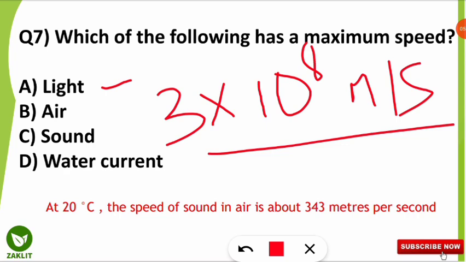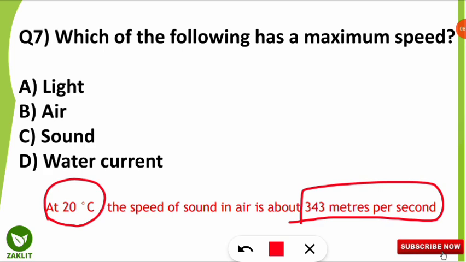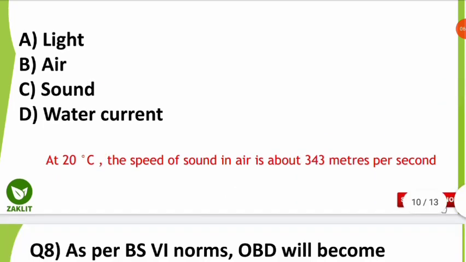And at the same time we should also know that on an average at 20 degrees Celsius, the speed of sound in air is about 343 meter per second. So you should also know, whenever we are doing any numerical, that is 343 meter per second for the speed of sound. Let's move to the eighth question.